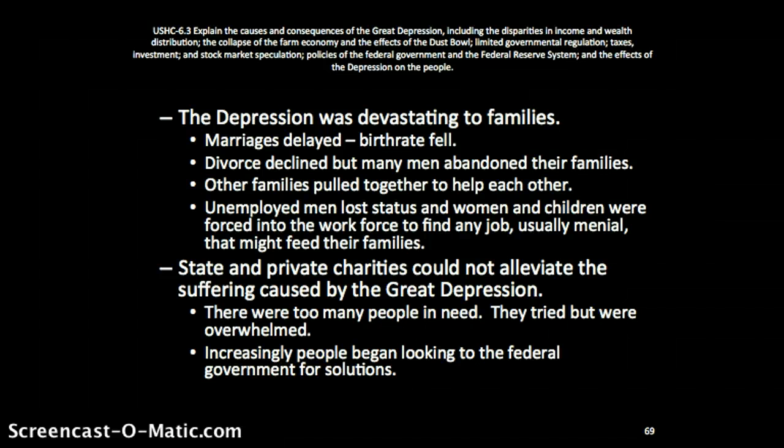State and private charities really couldn't alleviate all the problems. And so eventually people start looking more and more towards the federal government for help. But remember, the federal government had always had a policy of staying out of the economy and not helping during depressions. And so something's going to have to give.